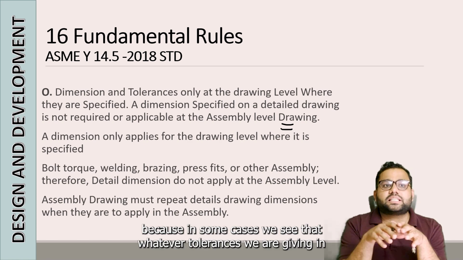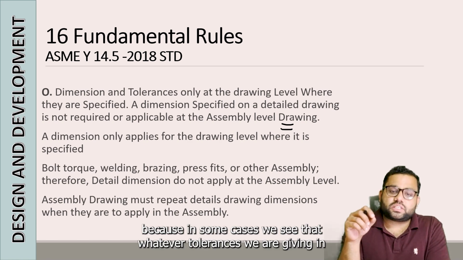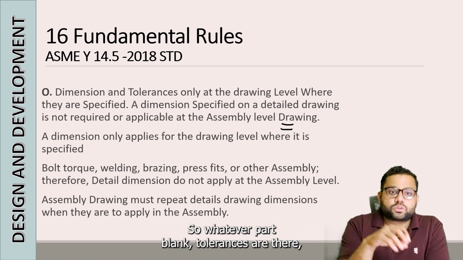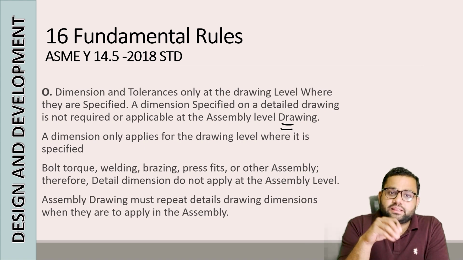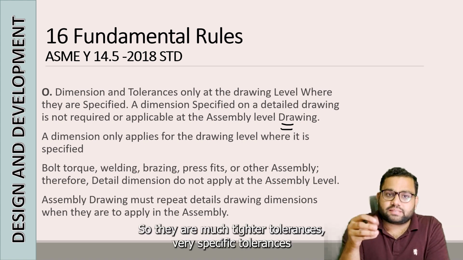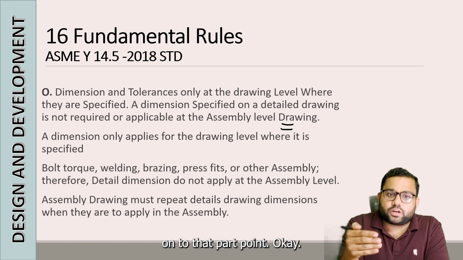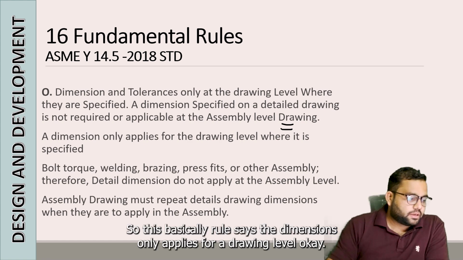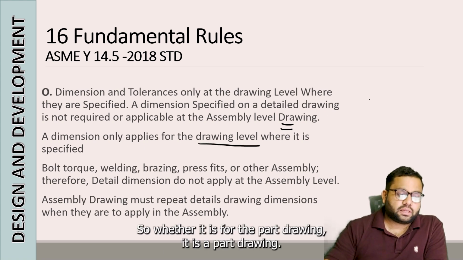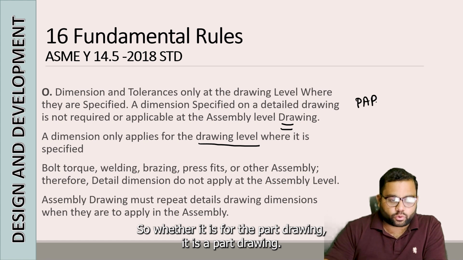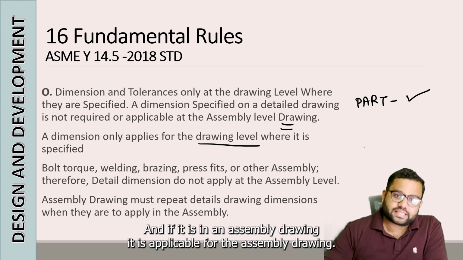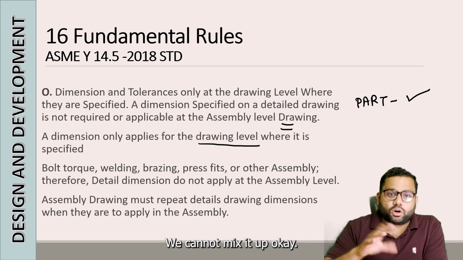Because in some cases we see that the tolerances in the assembly drawing are a little higher than in the part drawing. The part drawing tolerances are basically for manufacturing purposes, so they are much tighter, very specific tolerances. So this basic rule says that dimensions only apply at the drawing level. If it is a part drawing, all the tolerances are only applicable for the part drawing, and if it is an assembly drawing, they are applicable for the assembly drawing. We cannot mix it up.